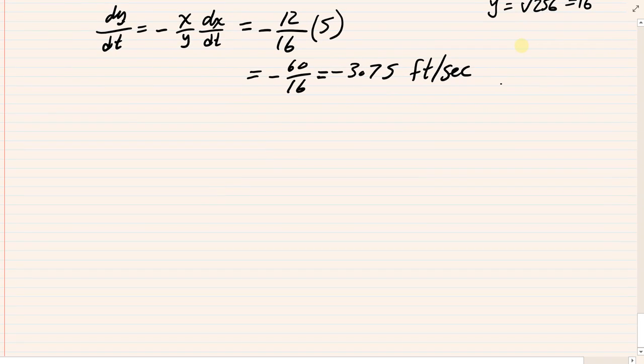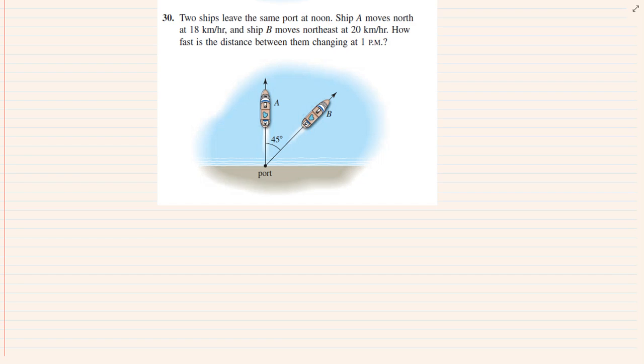Let me do another one. Okay, let's take a look at number 30. In number 30, we have two ships leave the same port at noon. So let's say they're here at port. This is at 12 p.m. Ship A moves north at 18 kilometers per hour and ship B moves northeast at 20 kilometers per hour. How fast is the distance between them changing at 1 p.m.?